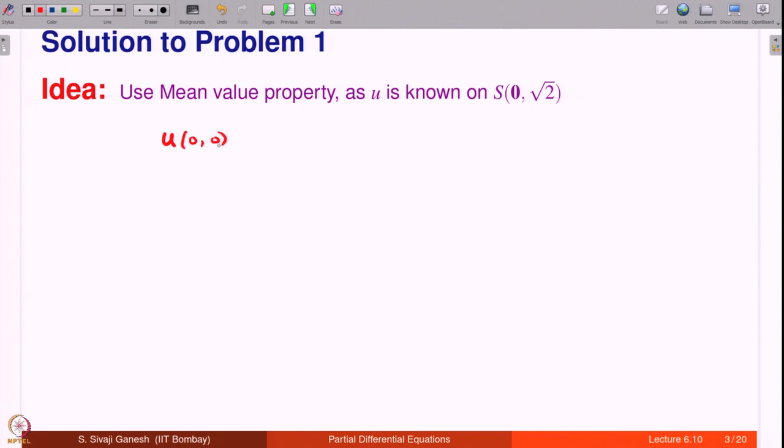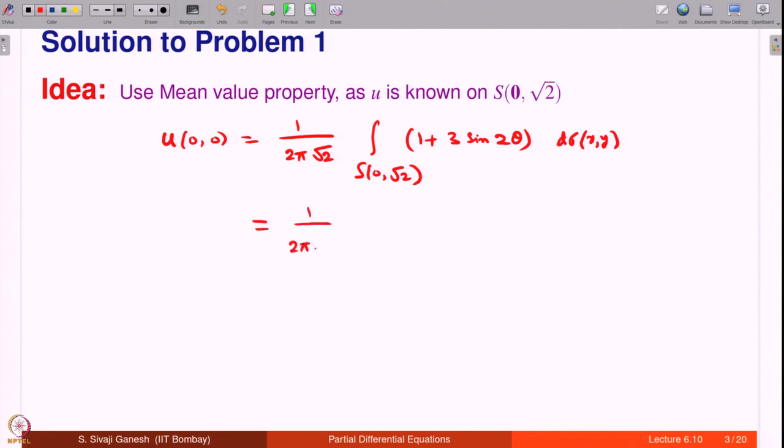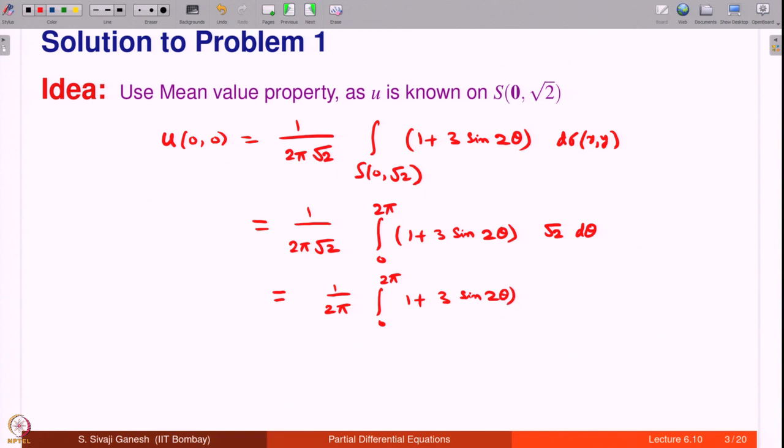So u(0, 0) equal to 1 by 2 pi r, here r is root 2, integral over S(0, root 2) of 1 plus 3 sin 2 theta d sigma of (x, y). We will expand this integral, so that is equal to 1 by 2 pi root 2 integral from 0 to 2 pi, because the angle theta runs from 0 to 2 pi, of this and root 2 d theta. Therefore, that is nothing but 1 by 2 pi integral from 0 to 2 pi of 1 plus 3 sin 2 theta d theta.